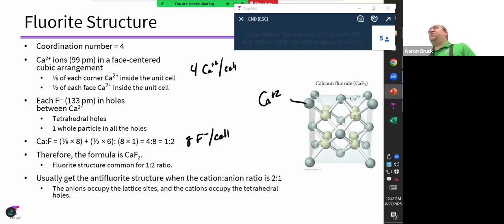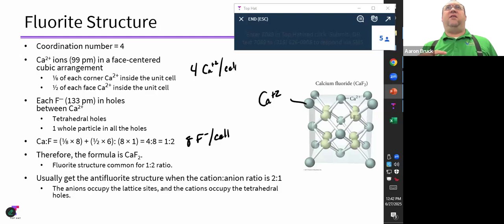Now, the fluorite structure does have an analog. It's called the antifluorite structure. And where we see that is when the situation is reversed. So, like lithium sulfide, for example, Li2S. We would have the antifluorite structure in that case. Sulfides would make up the lattice. Lithiums would fit into the holes.